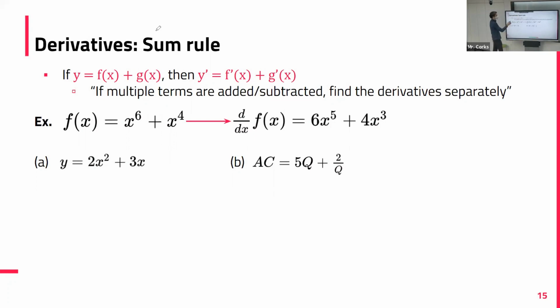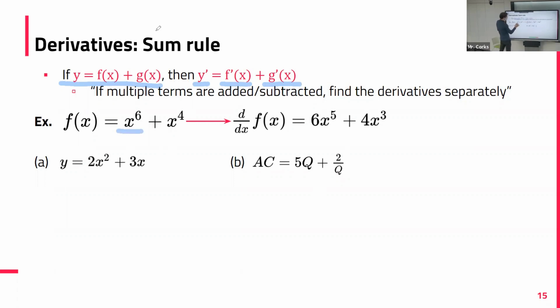So the first one says if your function actually has two different parts, two different things added together, then the derivative will be just the derivative of the first part plus the derivative of the second part. So just basically do the derivative separately and then add them back up afterward, and that's it. So very easy rule here.